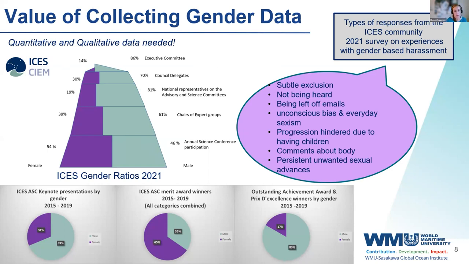And then on the bottom, there are some pie charts showing different parts of other counting I've done, which shows women underrepresented in keynote presentations, though when they're judged on specific scientific contributions, they are winning two thirds of the awards at our science conference. The third pie chart shows that women are underrepresented in career level awards that we call the Outstanding Achievement Award and Prix d'Excellence.